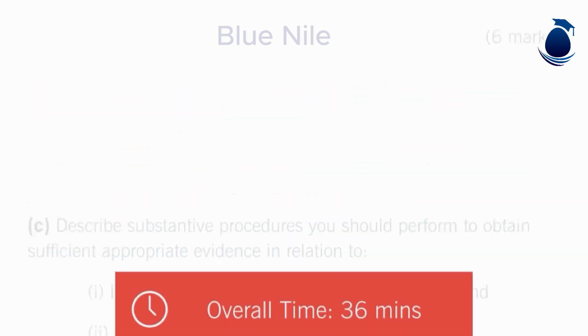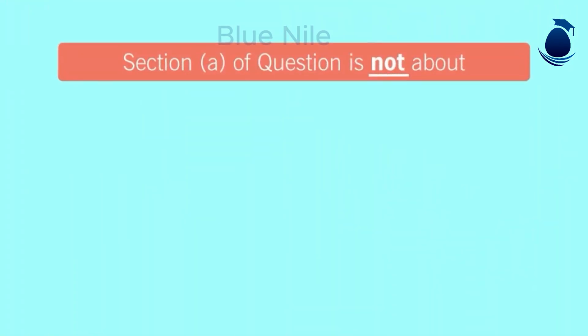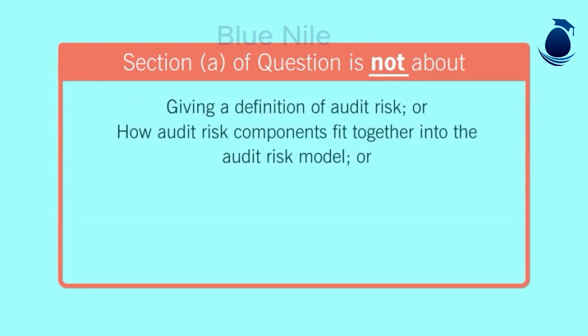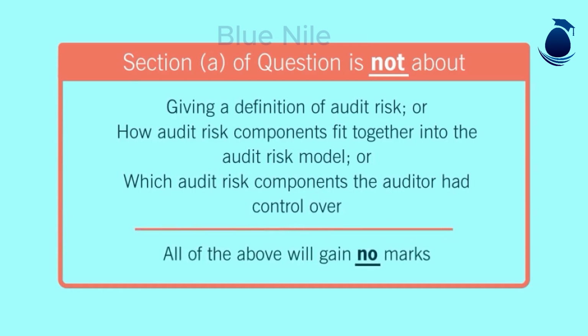We will start working on section A of our answer, which asks us to explain the components of audit risk, and, for each component, state an example of a factor which could result in increased audit risk. What this section of the question is not about is giving a definition of audit risk, or how audit risk components fit together into the audit risk model, or which audit risk components the auditor had control over. All of this will gain no marks.